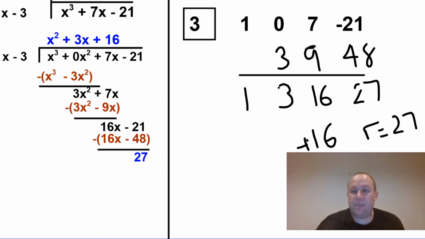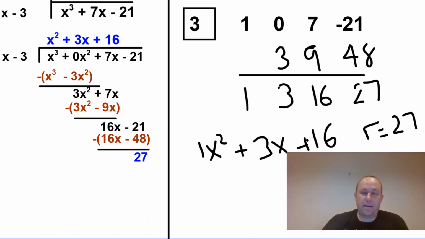I have positive 16. The 3 is how many x's I have, so that's 3x. And the 1 is how many x squareds I have, so 1x squared. And notice that's exactly the same answer that we have up here. And notice that the remainder is also the same. And what you should definitely notice is that this method's also a lot quicker to use than what we saw when we did this by using long division. So if you find it easier, if you are dividing by a linear, that might be a method you want to go for. And that's the end for this video.